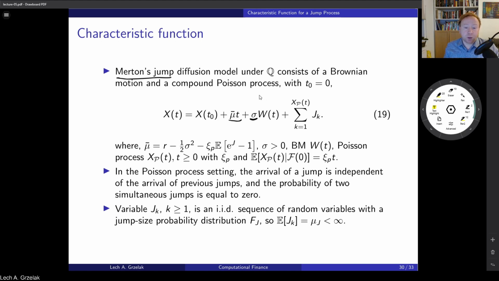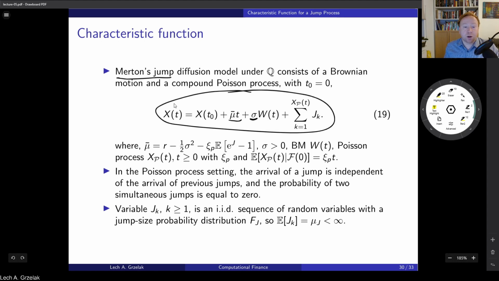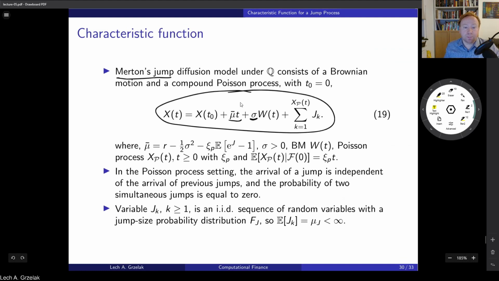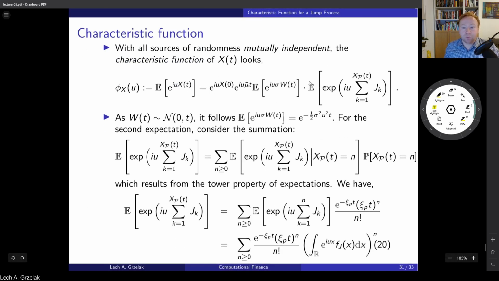Okay, the question is how to find the characteristic function for this equation, right? So how to find the characteristic function for X_t. Using the definition, the characteristic function is defined as follows. It's an expectation of e to the power i u X_t. So this is an expectation, and we have a complex argument u, and then X_t. By substituting the previous expression, we arrive at the following expectation.